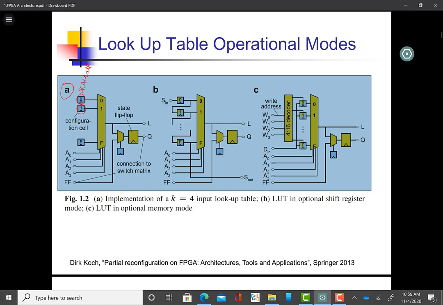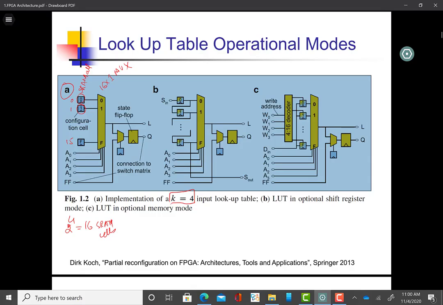basically this is a 4 input LUT, k is equal to 4. So if it's a 4 input LUT, how many SRAM cells do we have? We have 2 raised to the power 4, 16 SRAM cells. So you see, this is SRAM cell 0, this is SRAM cell 1, and this is SRAM cell number 15. That's why it's denoted by F. And a lookup table is nothing more than SRAM cells combined with a 16 cross 1 mux.